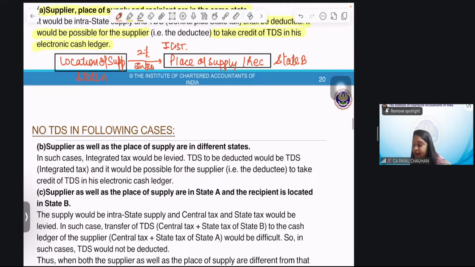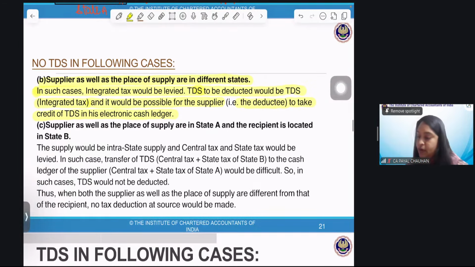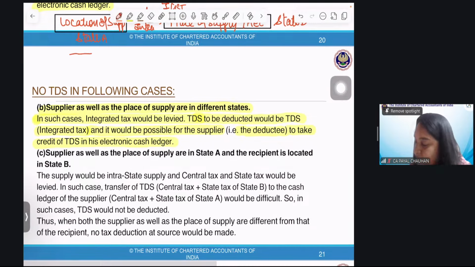See, again, read it. The supplier as well as the place of supply are in different states. In this case, integrated tax would be levied. TDS to be deducted would be TDS integrated tax, and it would be possible for the supplier, that is the deductee, to take the credit of TDS in the electronic cash ledger. Did you people understand both the situations? Perfect. Now tell me situation number 3.